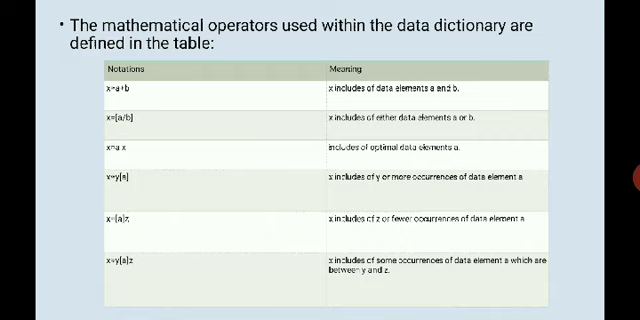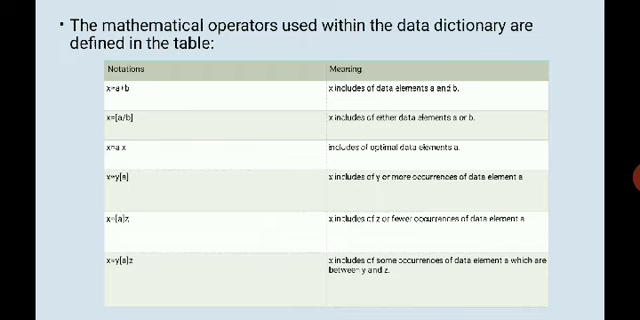Say these are the mathematical operators that we are using in this table. X = a + b means x includes data elements of a and b both. a | b means either a or b. If it is x = (a), it includes optional data elements of a. So whatever optionals are there, only they will be included.